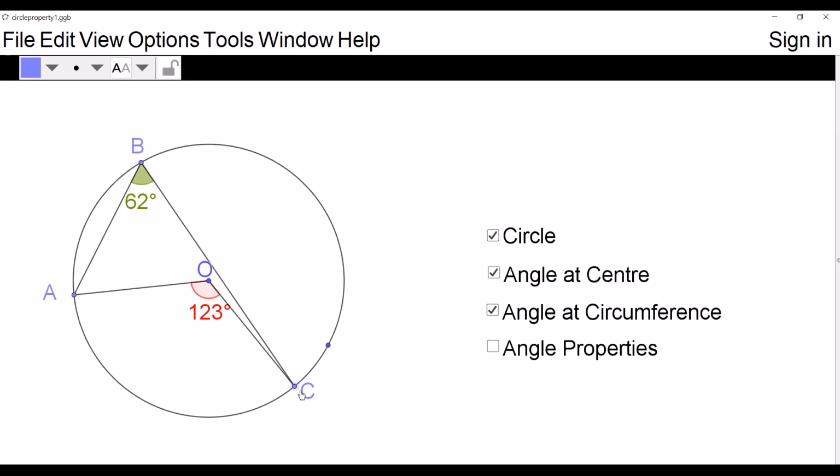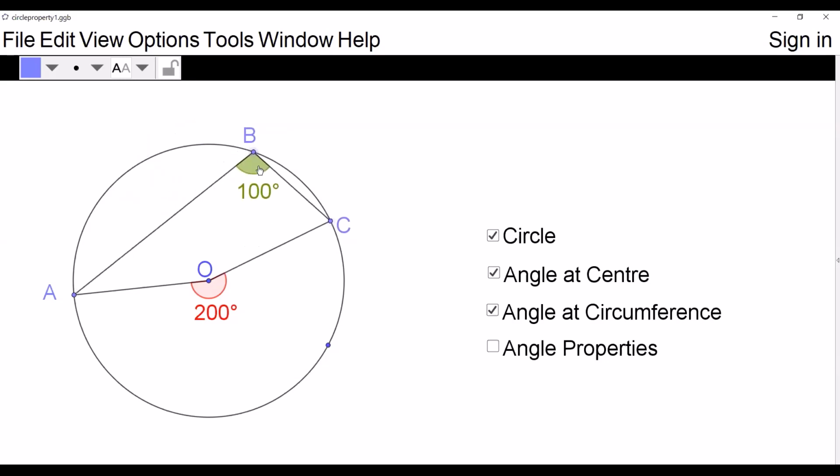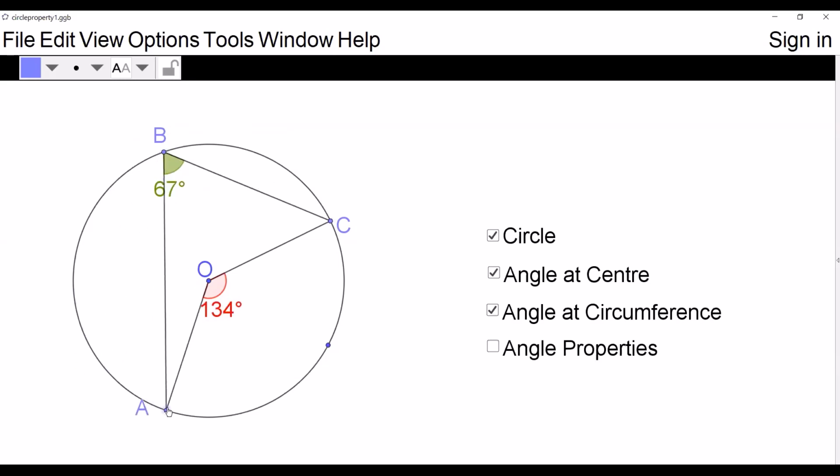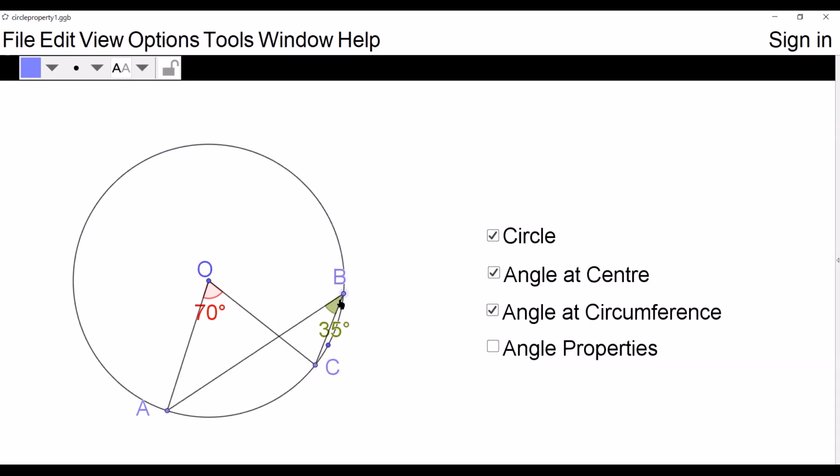As we can see, we can even further increase. Let us take 200. So angle at center is 200 and angle at circumference is 100. Now 70 at the center, and at the circumference we have 35. It can be here or over there.